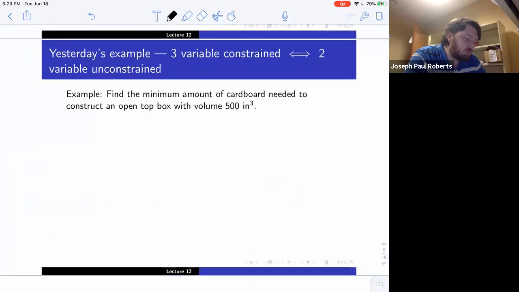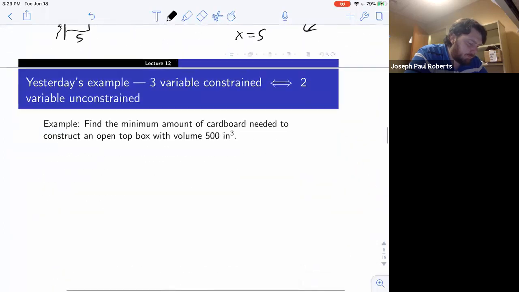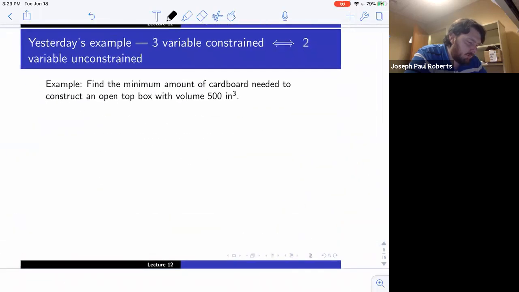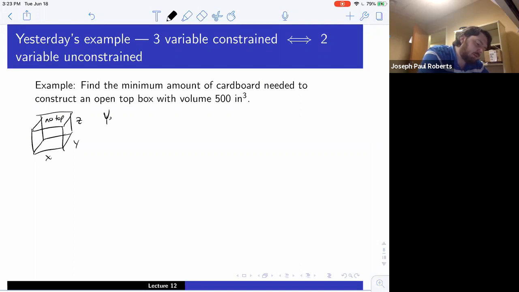And so now I want to show you the other situation that we talked about, that sometimes you could do 3 variable 1 constraint and convert that to 2 variable unconstrained. So let's revisit a problem that we did yesterday, which was minimizing the amount of cardboard needed to construct an open top box with volume 500 cubic inches. What we did yesterday was we had our no top x, y, z. So yesterday's approach, well, maybe I'll just, the setup is the same for both to start.